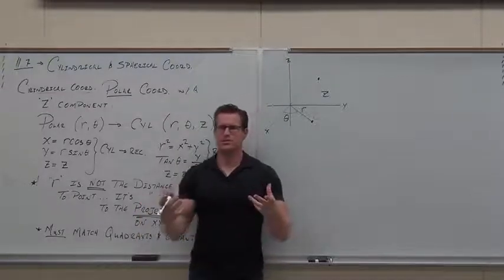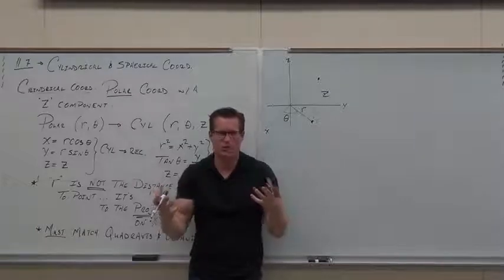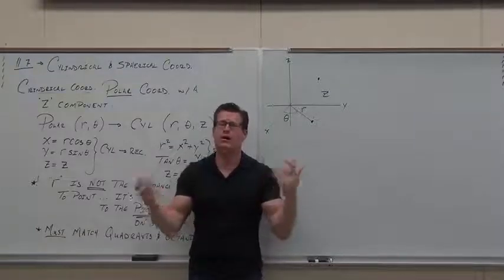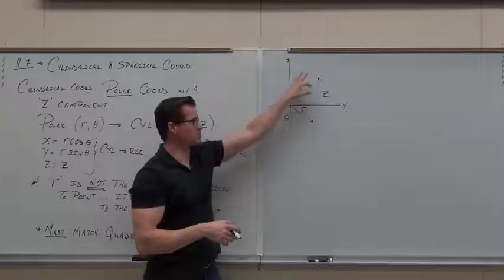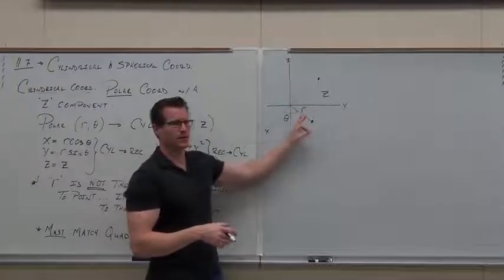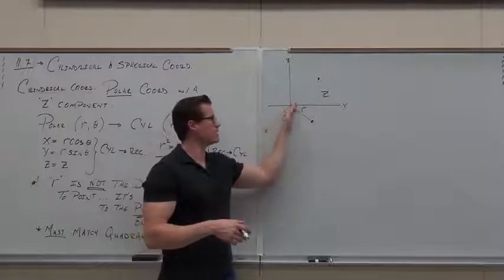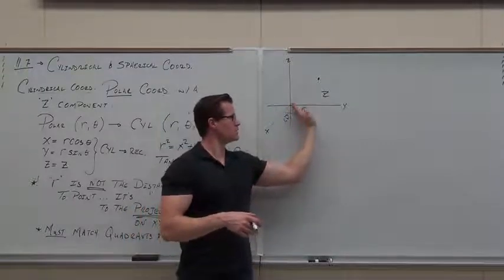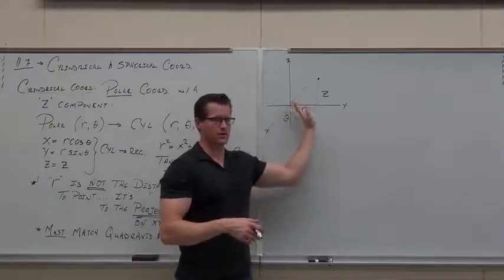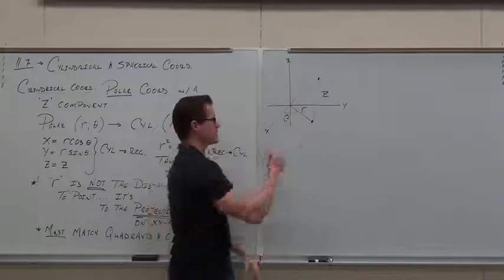Do you guys understand the idea of this cylindrical coordinate system? So we have R. R is the distance between the origin and the projection of the point. Theta is that angle from the positive x-axis until we reach the projection of the point onto the xy plane. Z is still just the height. I messed up my theta.